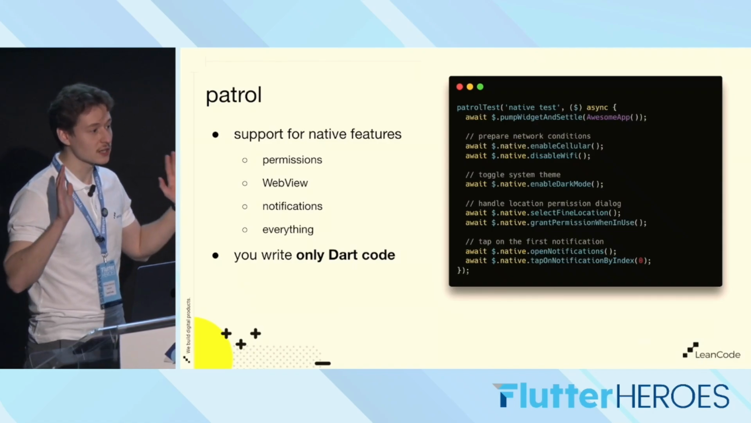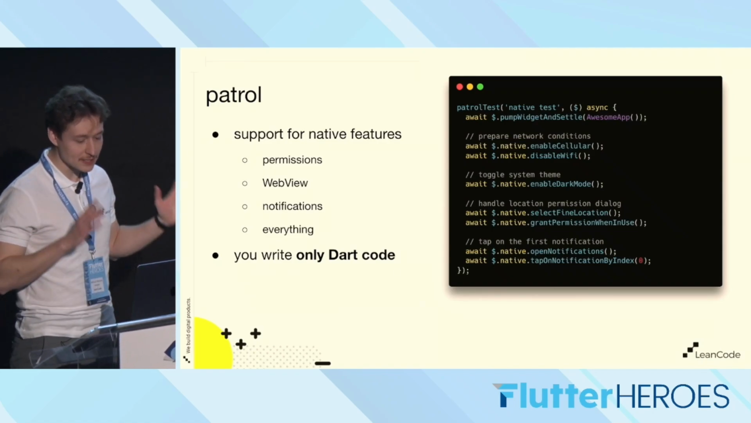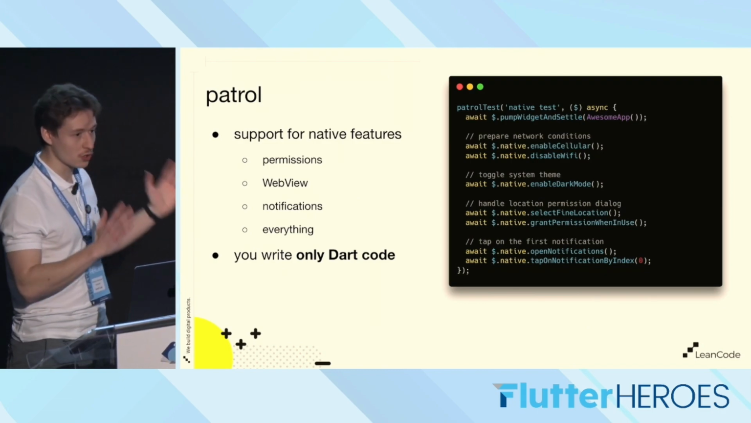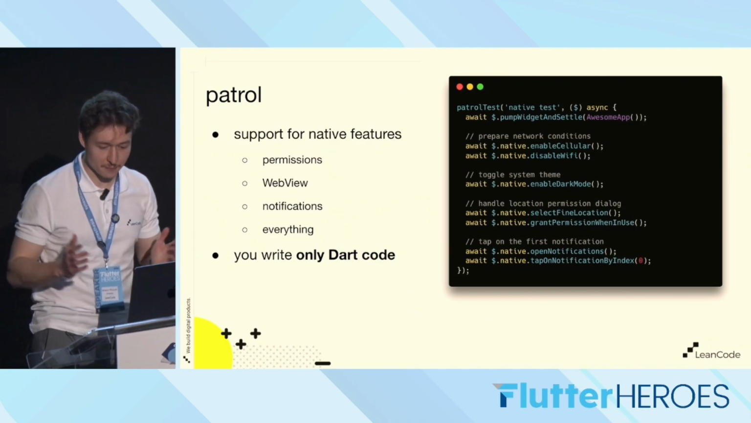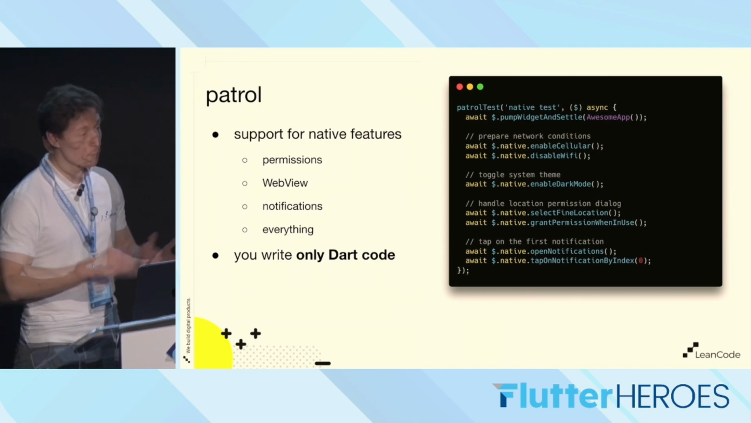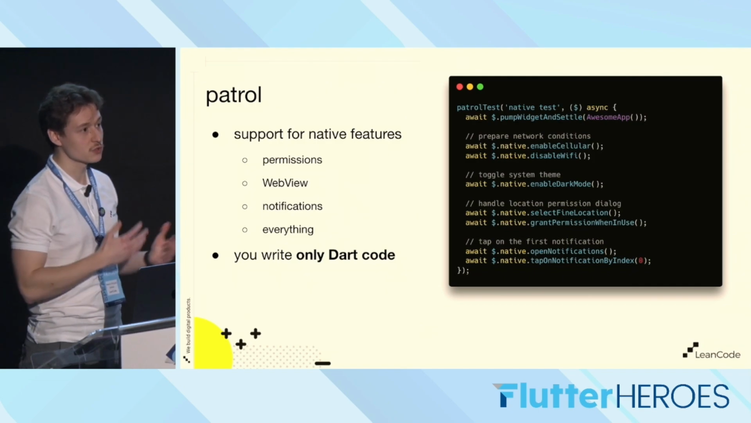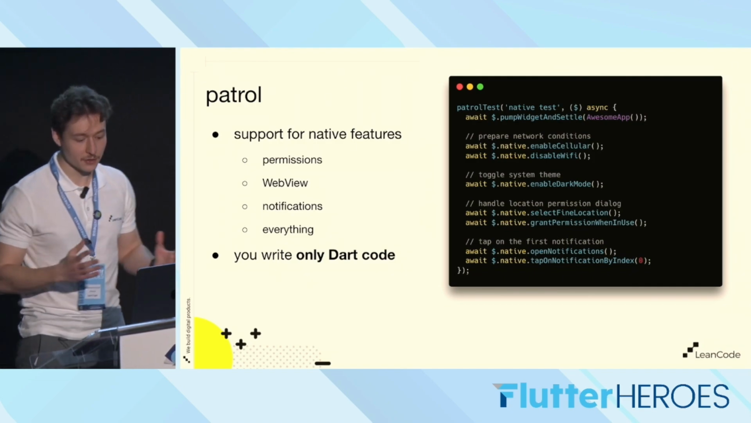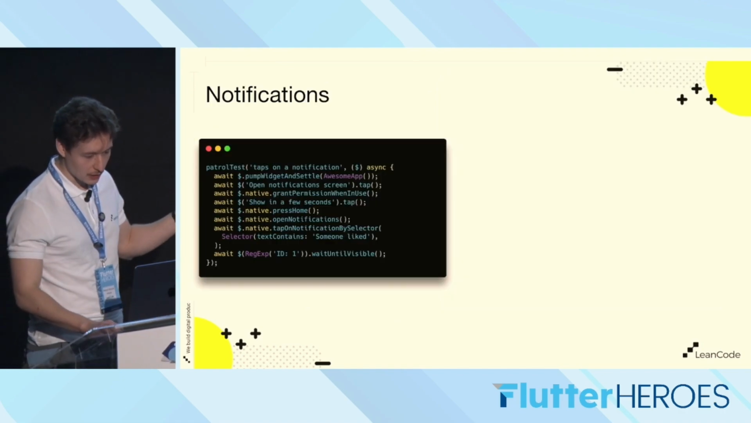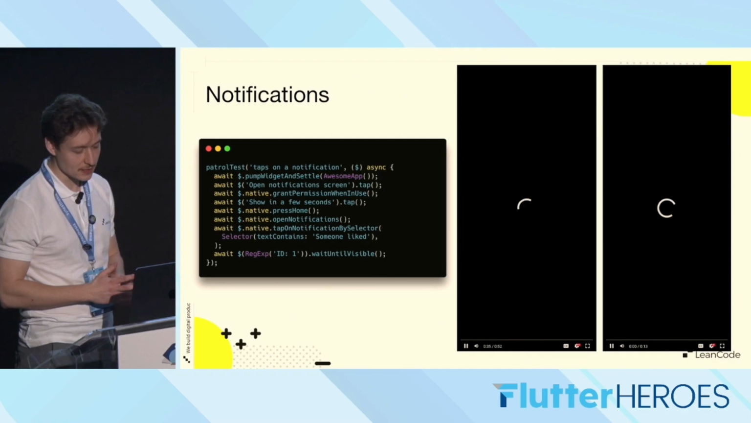and you write Dart code. This is what's revolutionary, I would say, about Patrol: now you can write only Dart code to test native stuff inside your Flutter app. Handling location permission dialogs, opening the notifications tray to tap on the notification, a common scenario that our clients want to check if something happens well in the process after they get a notification. So let's go through some of the features that I would say are default.